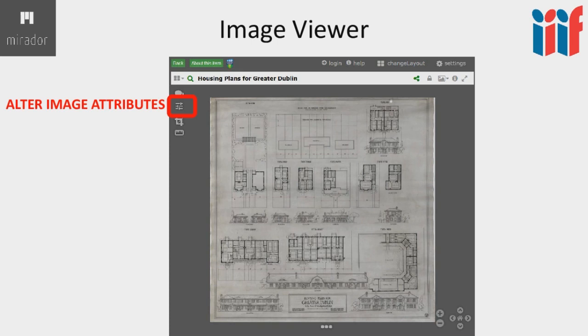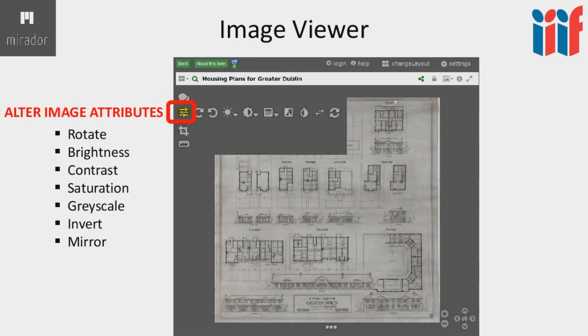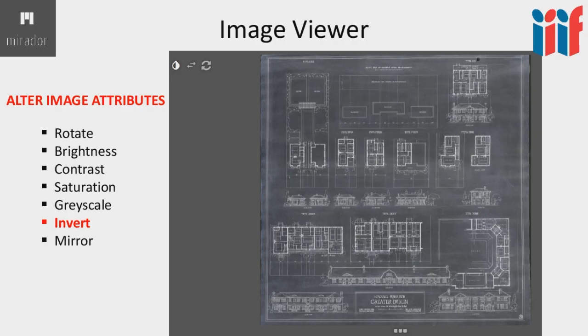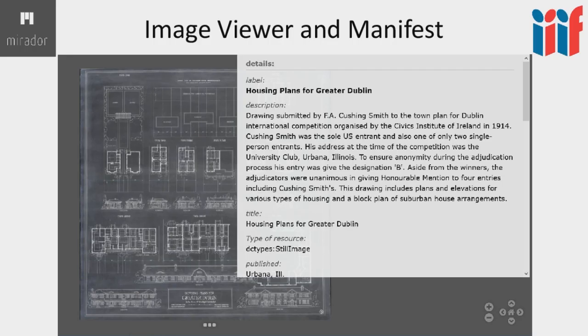One of our other functionalities within the IIIF viewer is altering image attributes. Next slide, please. This is where you can rotate, adjust the brightness, contrast and saturation, convert to grayscale, and invert or mirror the image. Next slide, please. And this is an example of the inverted image. Next slide, please.